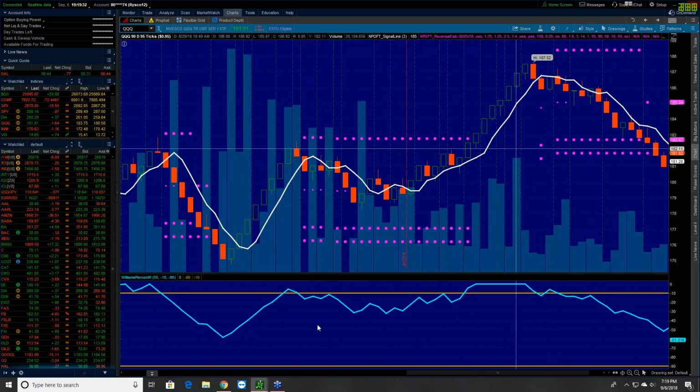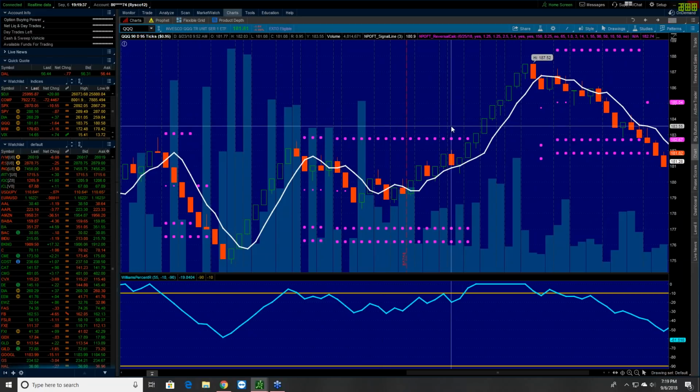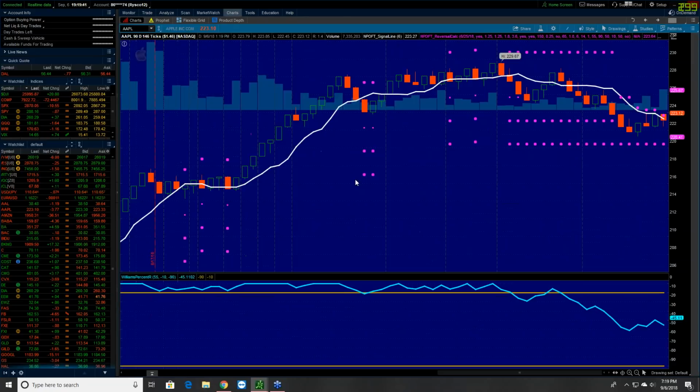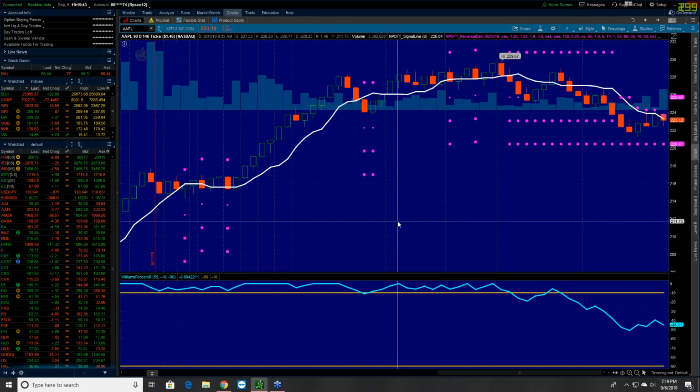Now, here's where it starts to get really fun. Notice what I'm going to do here. I'm going to switch to another product. Let's go over to Apple. Does this chart look familiar? Very similar look and feel to QQQ, right? Same indicators, right? We're looking for the same criteria in a setup.